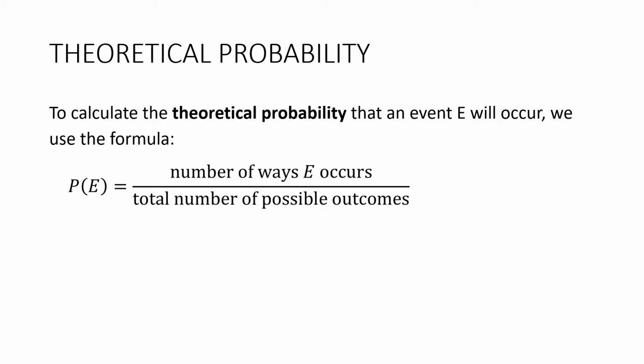So if we want to calculate the theoretical probability that an event E occurs, we use this formula. This is the notation. This means the probability that event E occurs. And it's a really easy formula. We write the number of ways E occurs on the numerator and the total number of possible outcomes on the denominator. You might even see it written like this. This is set notation. This means the number of elements in the set E divided by the number of elements in the set S. And the set S is the sample space.